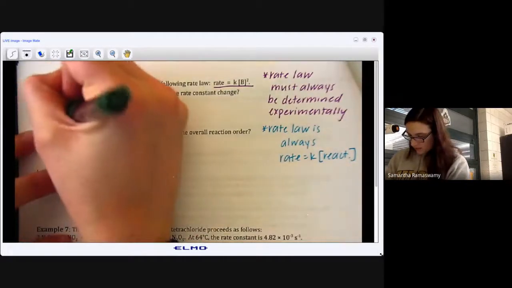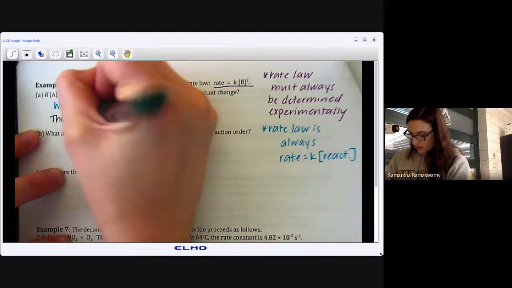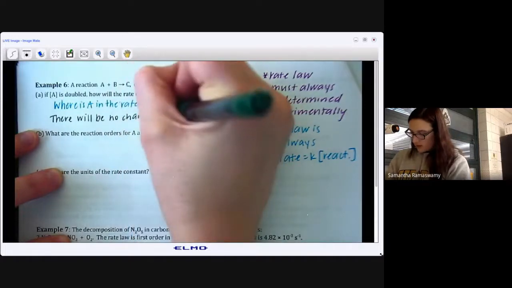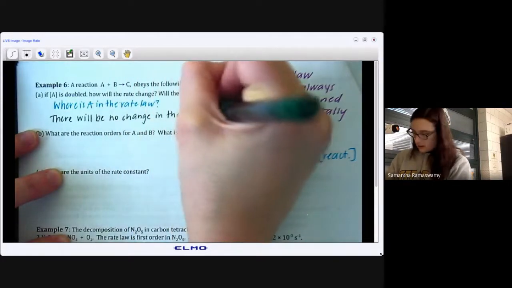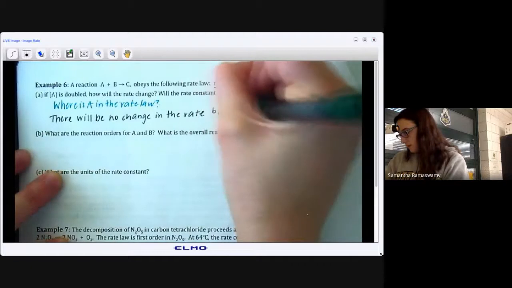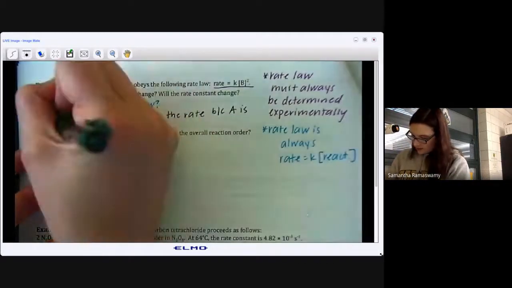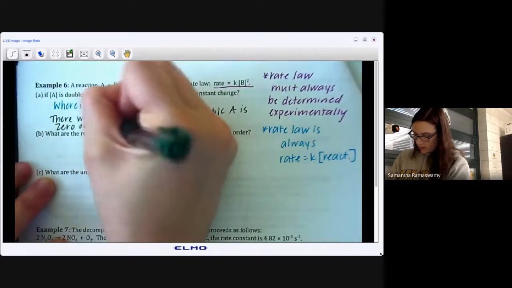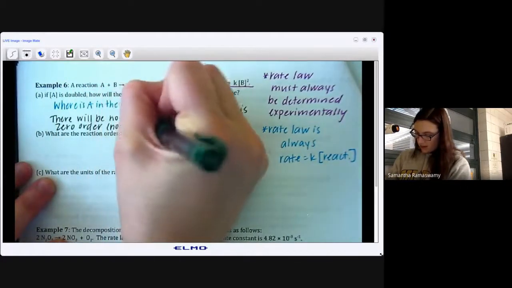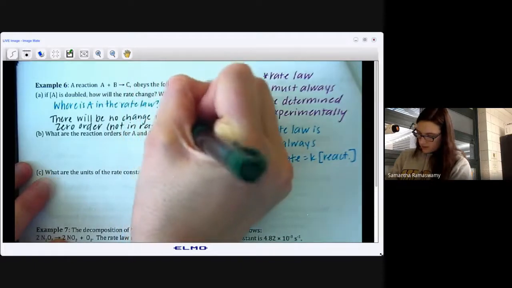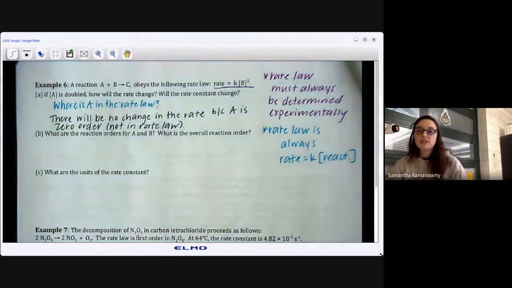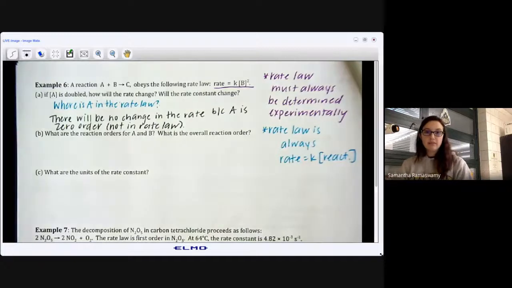So I'm going to say there will be no change in the rate because A is 0 order. And in parentheses I'll say not in rate law. A is not in the rate law, so A will not affect the rate. Only B will affect the rate.